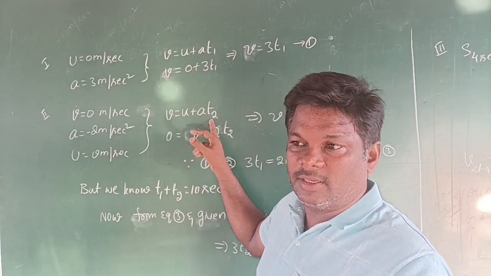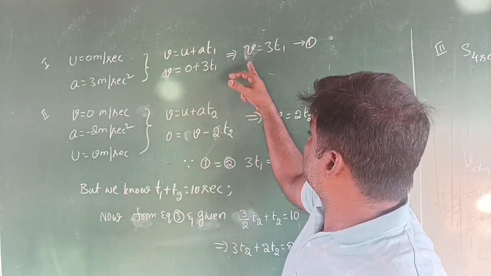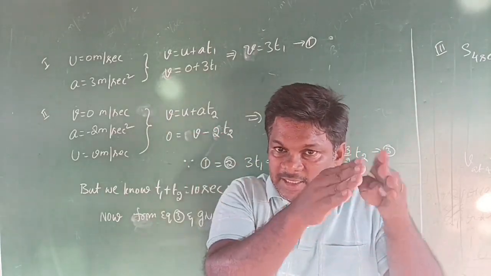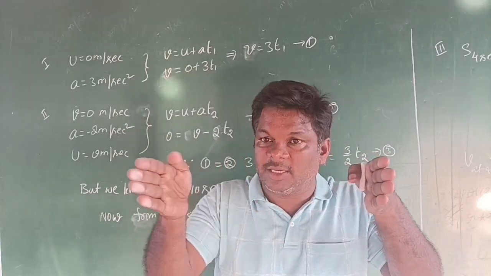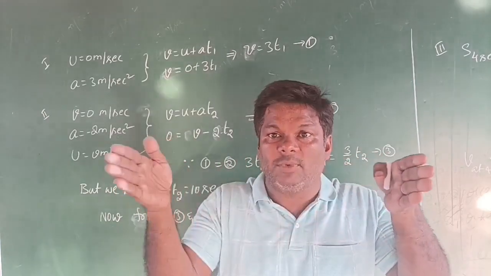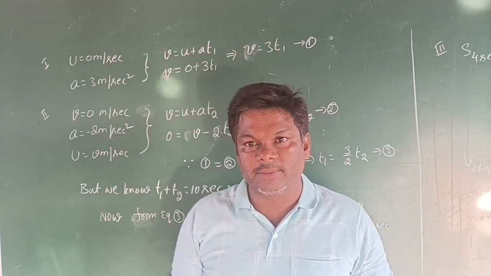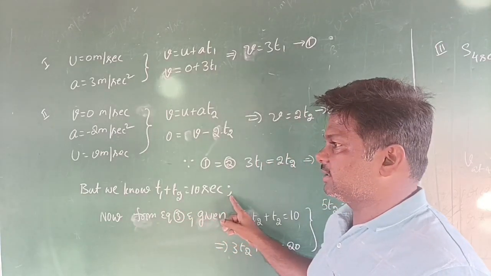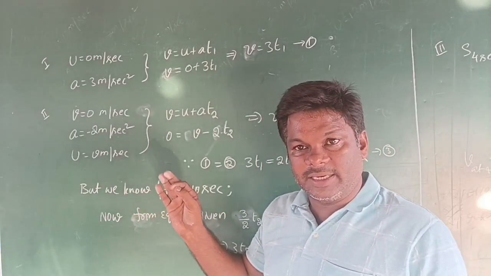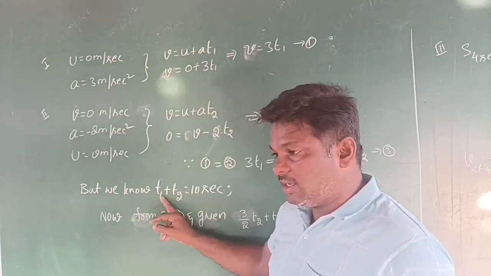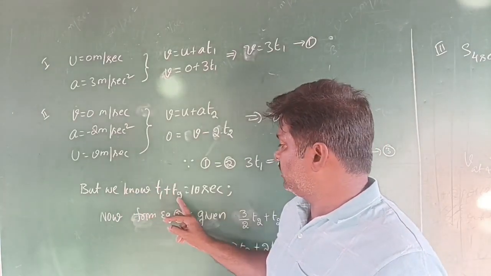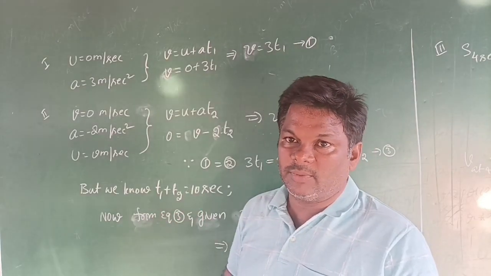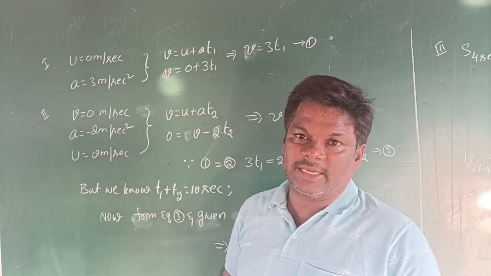That means a few seconds, the sum of these two times. So it is accelerating up to a certain distance and decelerating up to a certain distance. The total time of journey is 10 seconds. That I can write like this: t1 plus t2 is equal to 10 seconds. Here a vehicle accelerates first for t1 seconds and decelerates next for t2 seconds. The total time of journey is 10 seconds.